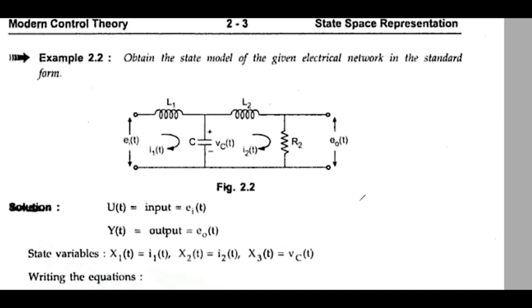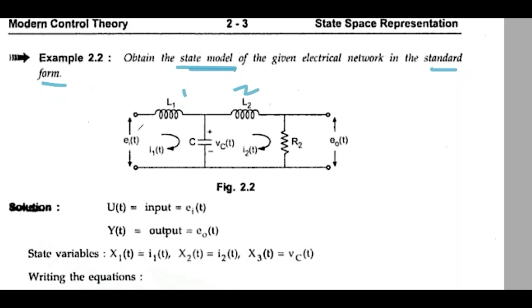Now we are going to see the type 2 problem. Obtain the state model for the given network in the standard form. The standard form is nothing but the physical variable form. When compared to the previous problem, here we are having two loops, 1 and 2.